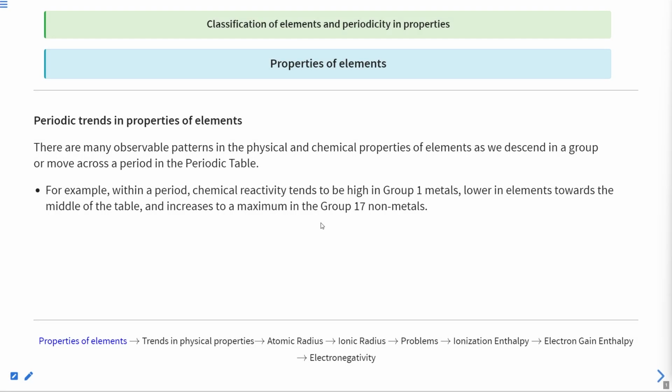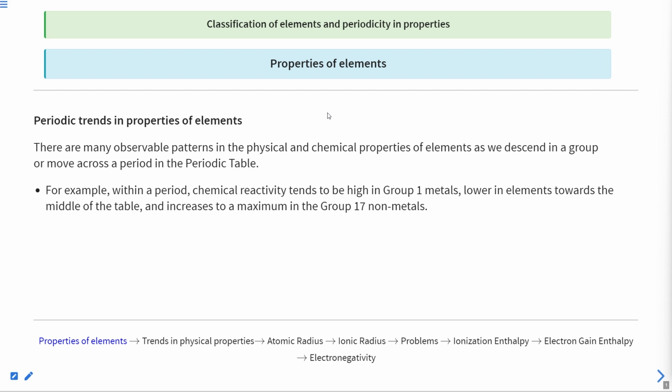So till now we have seen the classification and all. Now we will see how this classification helps us to study the physical and chemical properties, right? There are many observable patterns in the physical and chemical properties of elements as we descend in a group. Okay, so there is similarity in the pattern.